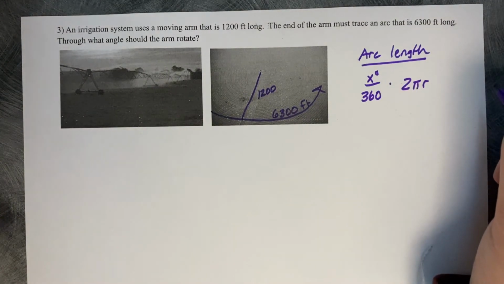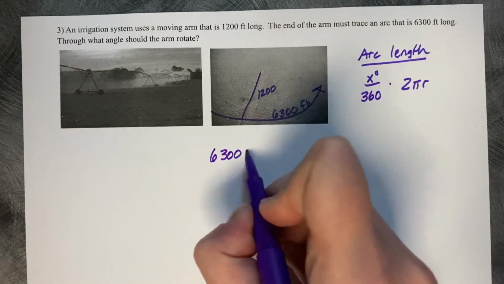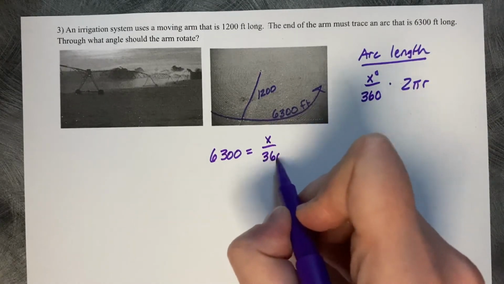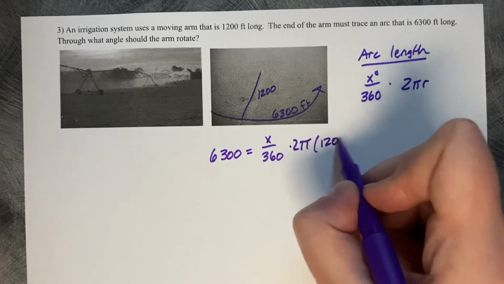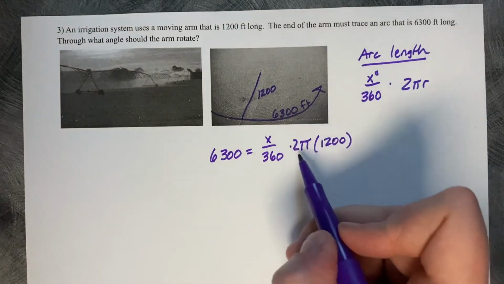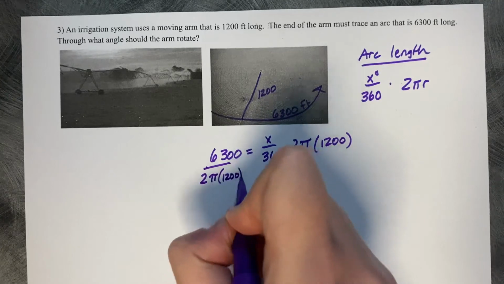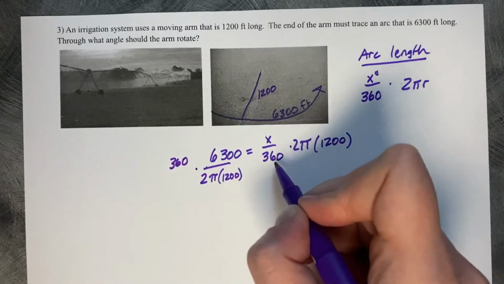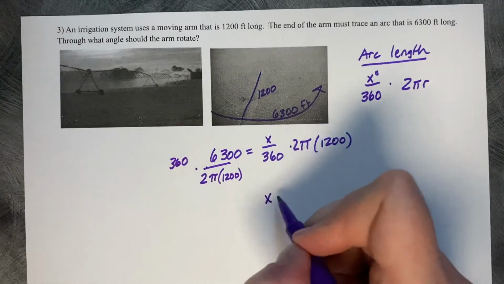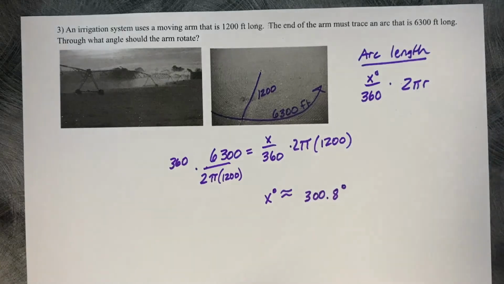So we're going to be working backwards because it wants to know the angle measure, and they gave us the arc length. So we're going to have 6,300 as the arc length, some degree measure out of 360, times 2 times pi times our radius, which is 1,200. So first thing we can do is divide both sides by the 2 pi times 1,200. So that cancels there. And then you would multiply by 360 degrees to undo the division. So then you would have x degrees is approximately 308 degrees after you type it into your calculator.